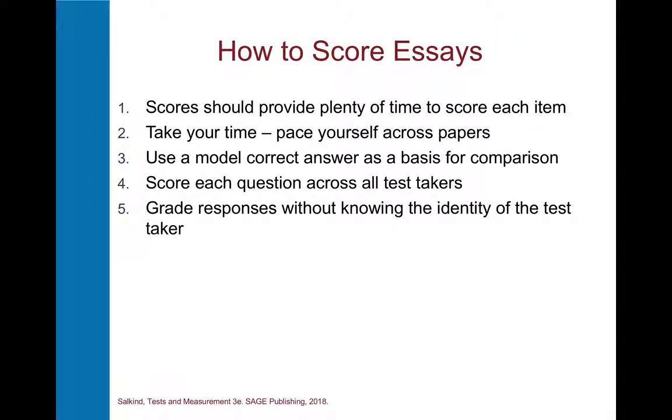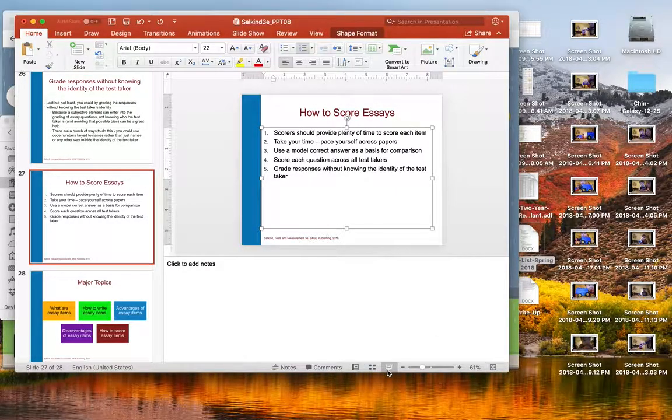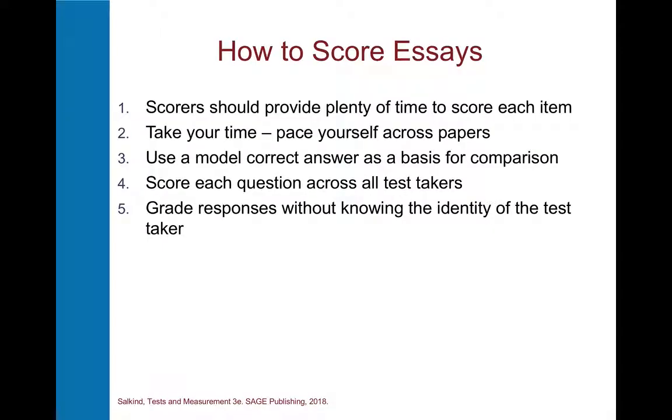So there you have it. These are some of the guidelines that could help you score your essays not just more fairly but also more efficiently. You want to provide plenty of time to score each item. You want to pace yourself across the papers. Use a model correct answer or grading rubric. Score each question across all test takers, and grade your responses with some degree of anonymity.